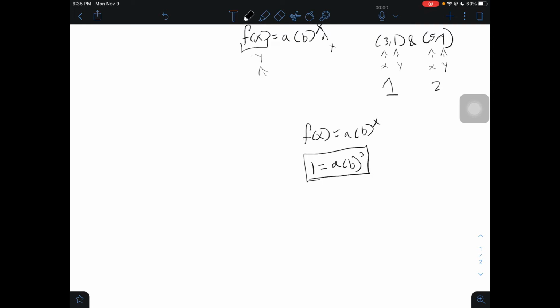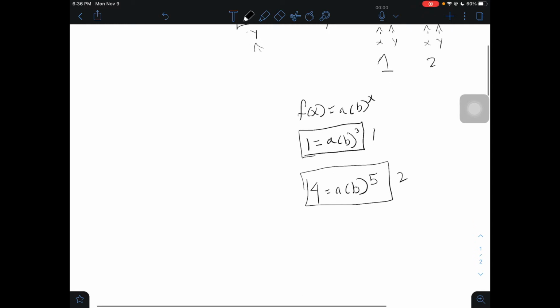Next, we have to do it for our second coordinate point. So now we have a y value of 4, which we can see we labeled right here. So we have 4 equals a parentheses b, but then we have to change our x to 5 as we stated right here. So we have a times b to the power of 5. That's our second equation. Now we can see that number 2 is greater than number 1 because it's equal to 4 and number 1 is just equal to 1.